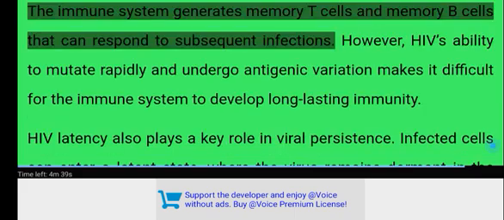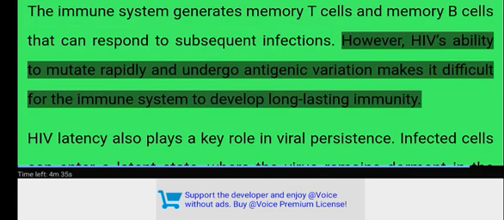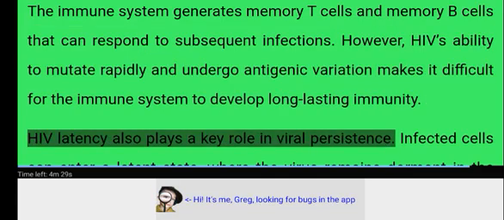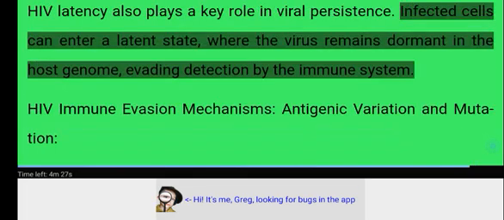Immunological memory and viral escape. The immune system generates memory T cells and memory B cells that can respond to subsequent infections. However, HIV's ability to mutate rapidly and undergo antigenic variation makes it difficult for the immune system to develop long-lasting immunity. HIV latency also plays a key role in viral persistence. Infected cells can enter a latent state, where the virus remains dormant in the host genome, evading detection by the immune system.